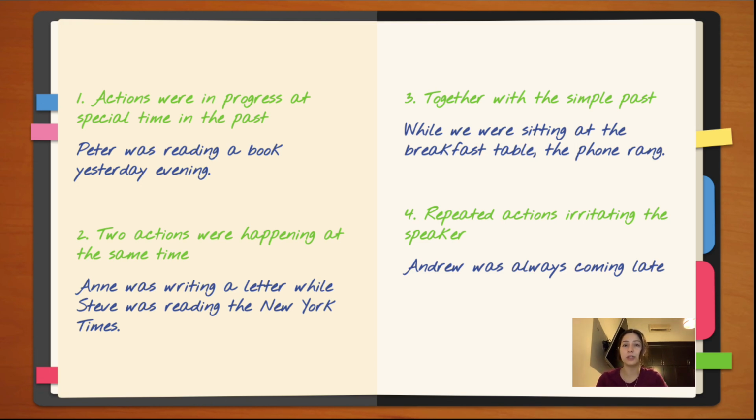Then we have number 3. Together with the simple past. And the example is, while we were sitting at the breakfast table, the phone rang. And then number 4. Repeated actions irritating the speaker. Andrew was always coming late.